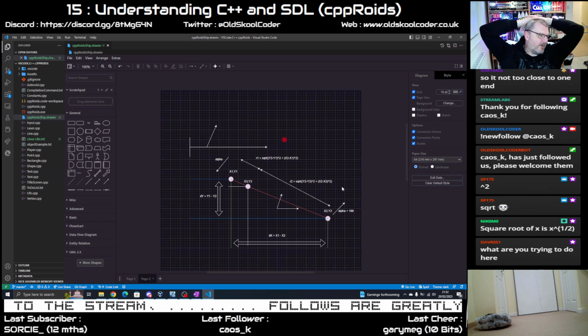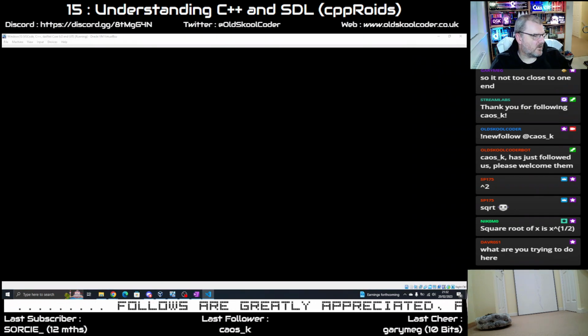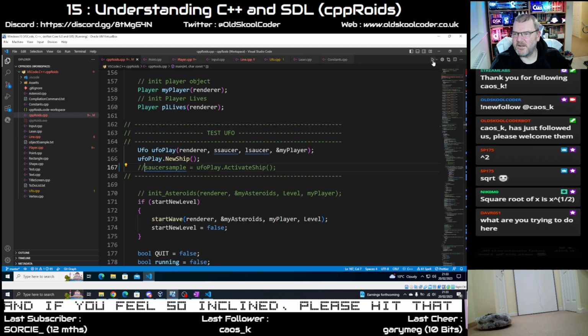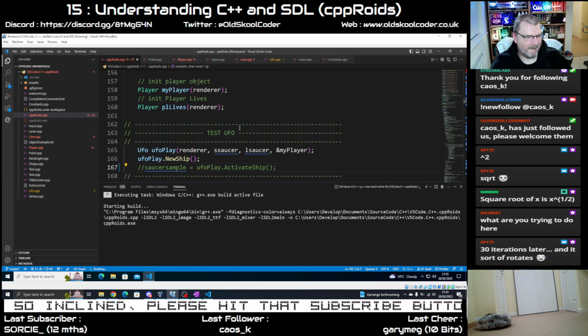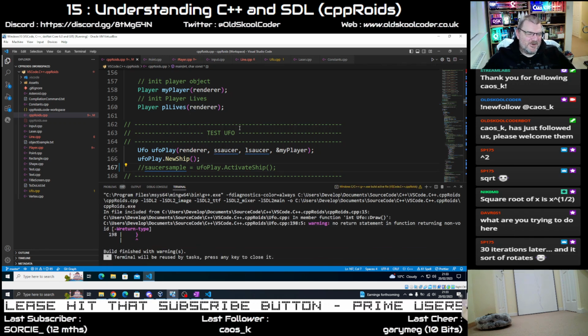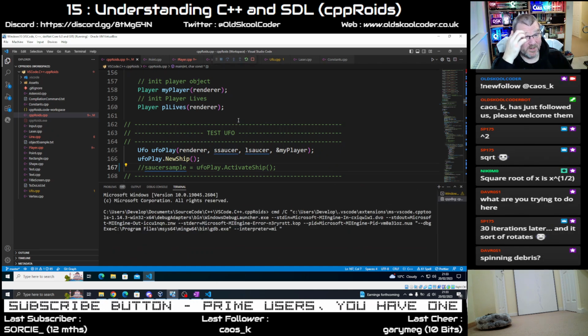Well, let's see if we can code it. We are trying, Davros, welcome, we are trying to make our explosions a little bit more interesting. So basically what we're doing is, let me run it, iteration, and it sort of rotates. Yeah. Well, we're going to work it out. Spinning debris, yeah.